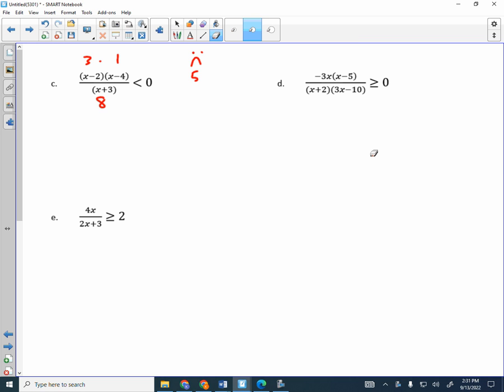Somebody think of a number that they think might work? Negative 2? All right. Negative 2 minus 2 is negative 4. Negative 2 minus 4 is negative 6. And negative 2 plus 3 is 1. So that gives me 24 over 1. That's 24. Is that less than 0? No. So negative 2 doesn't work either, does it? It would be really difficult to be able to find all the numbers that work and don't work.